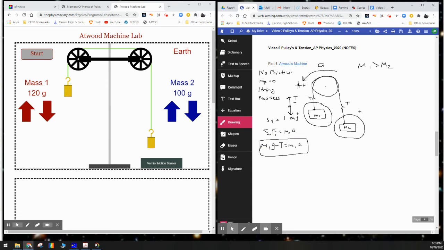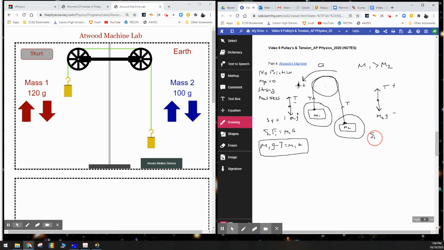Now over here, I'm going to look at this system. I'm going to assume that all the forces are acting on this point right here. So let's do our free body diagram. We have M2G, and going upwards, we have tension, like so. Same string. So this time, this is positive and this is negative.